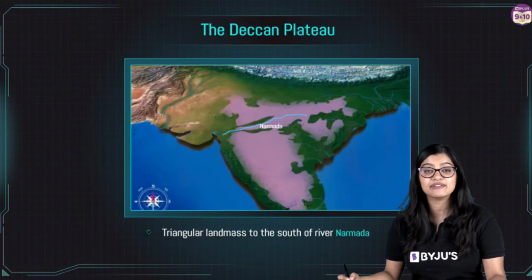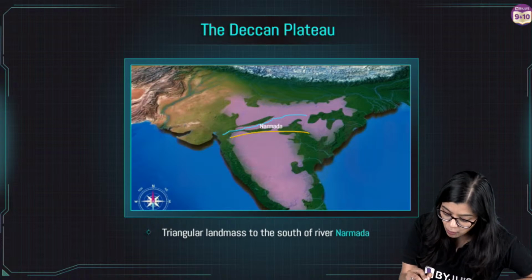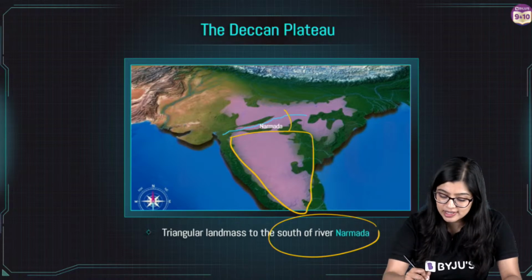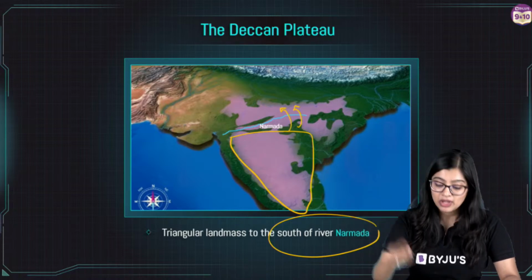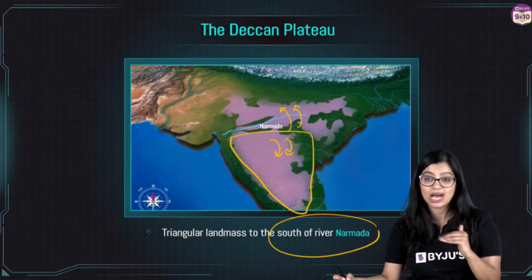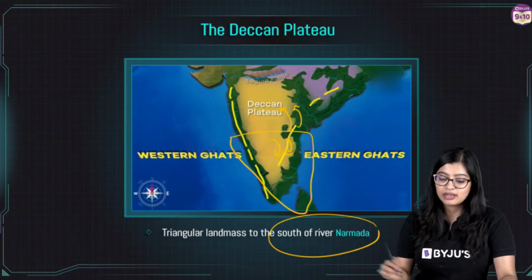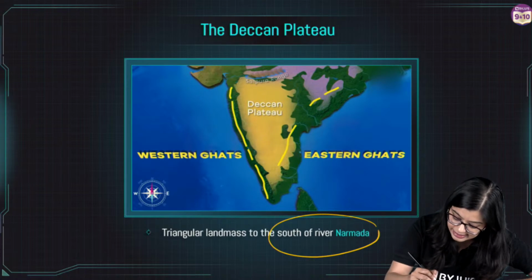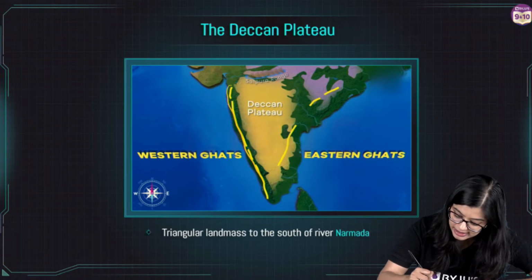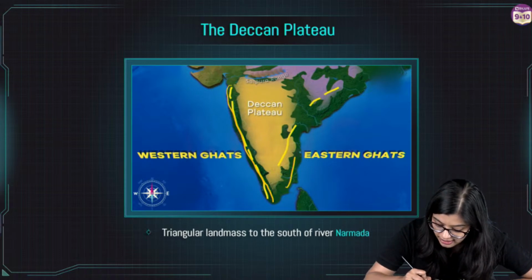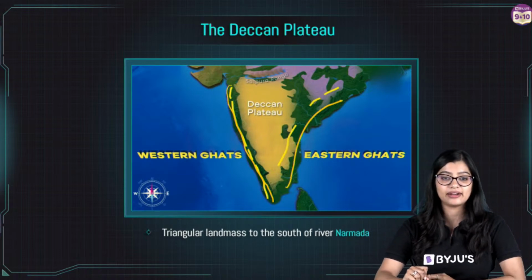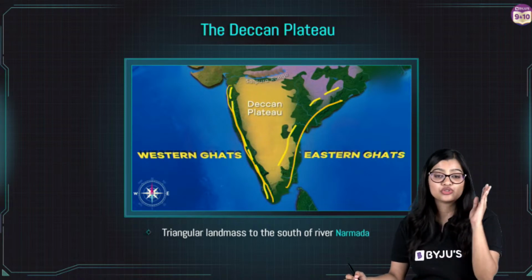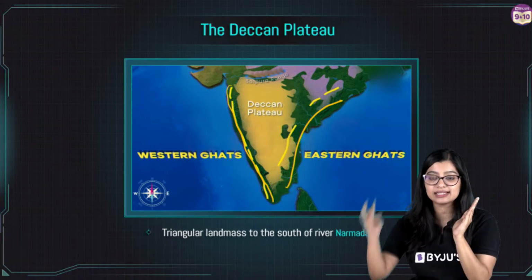Now, next up we have the Deccan Plateau. The Deccan Plateau is a triangular mass that lies to the south of Narmada. So your central highlands are towards the top of Narmada, while your Deccan Plateau lies towards the south of Narmada. Easy peasy. Now we see that the Deccan Plateau is flanked. What do I mean by flanked? It means that it is surrounded. So it has the Western Ghats on the western side and the Eastern Ghats on the eastern side. Yes, Shashwat, some things you have to remember.